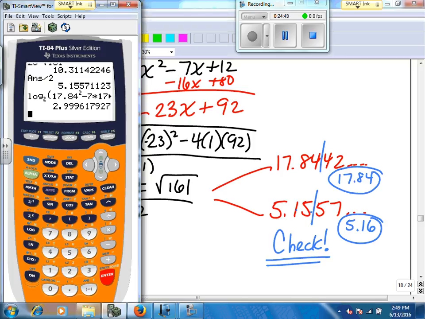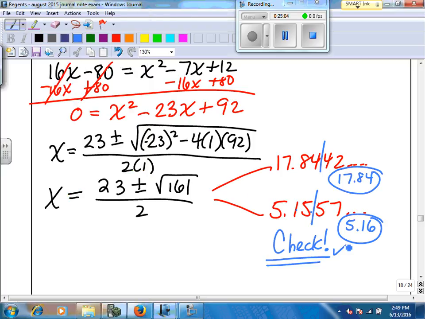2.999617. Well, the equation was supposed to equal 3, but because this 17.84 is a rounded answer, we didn't get exactly 3, but isn't that really, really close to 3? So it does check. Same thing with the 5.16. Okay, so both of them worked. Both of them are your solutions. But again, pay attention to the rounding. Hundredths place, this 5 had to get rounded up to a 6 because of the 5 next to it.